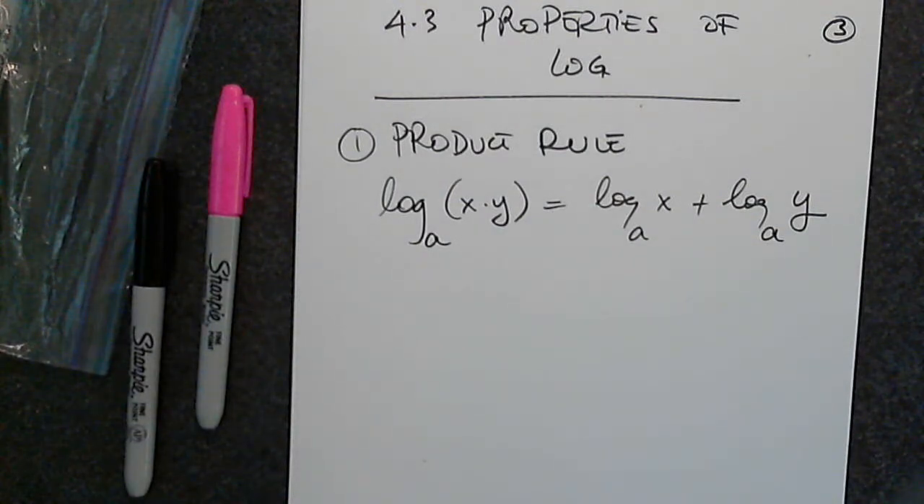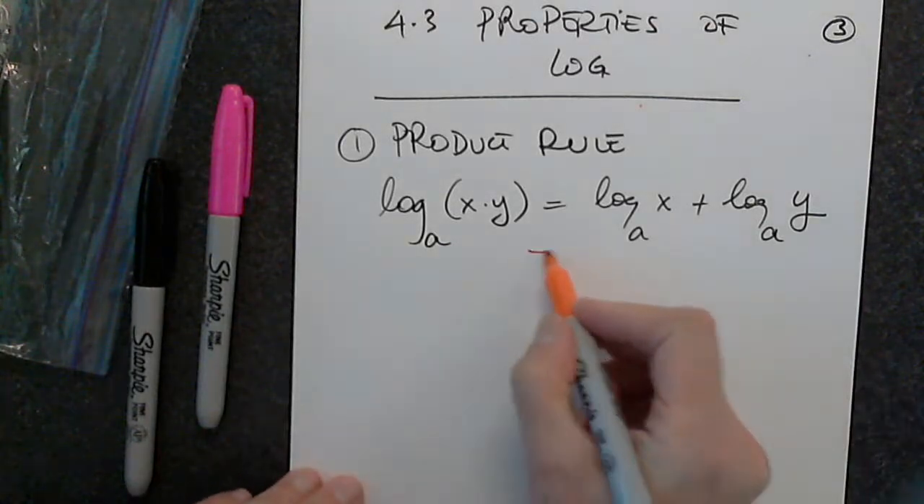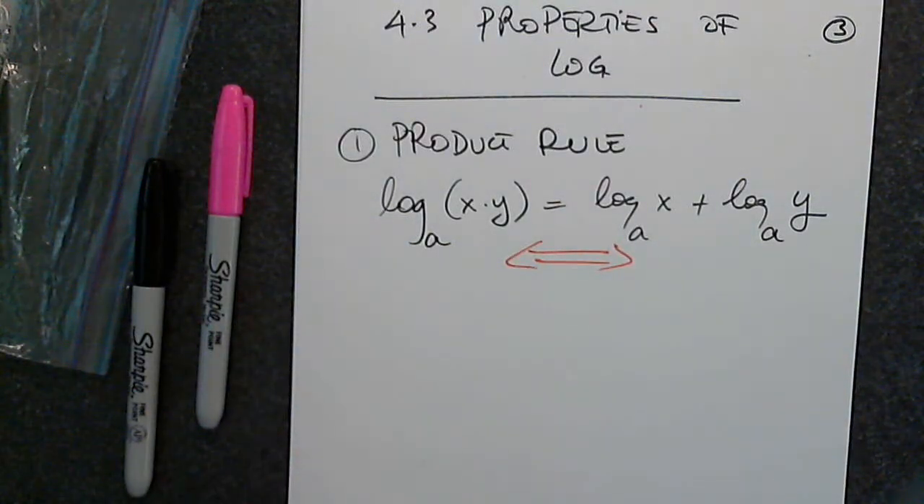Please do not confuse this with log x times log y. That's not what I'm talking about. This is log applied to a product, and the relationship goes back and forth. Meaning, if I'm given log applied to a product, I change it into a sum of logs. If I'm given a sum of logs, I can change it into a log applied to a product. So it's not just one way, it's both ways.